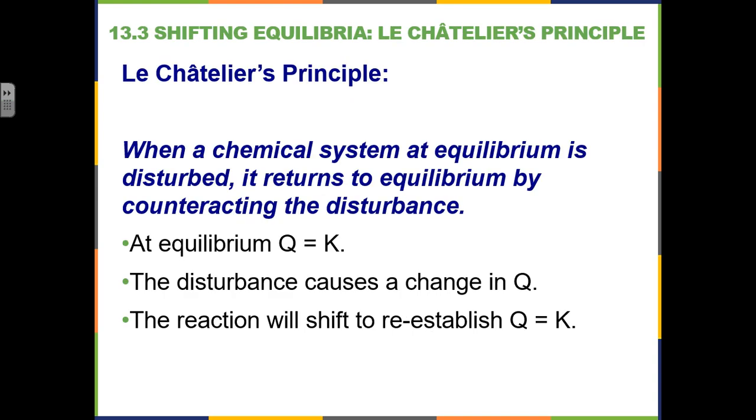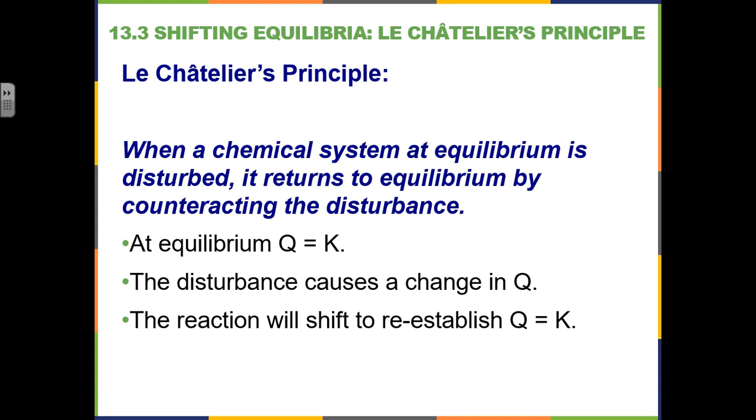Now, speaking of equilibrium, there are things that can actually impact equilibrium. And one of those things that I mentioned was temperature. And what happens is if you do cause something to impact the equilibrium, the reaction will do something to reassert itself. Now, according to Le Chatelier's principle, when a chemical system at equilibrium is disturbed, it returns to equilibrium by doing something to counteract whatever that disturbance is. Now, this disturbance can cause a change in Q, and the reaction will reestablish itself.